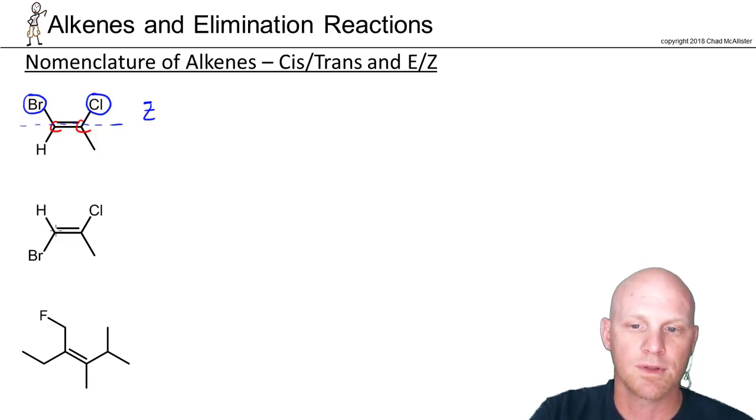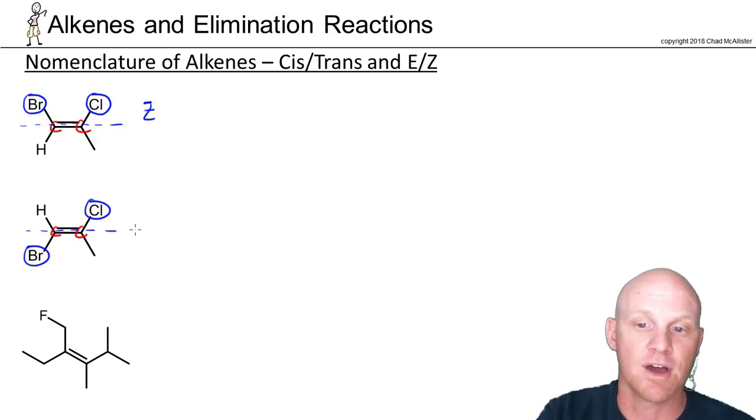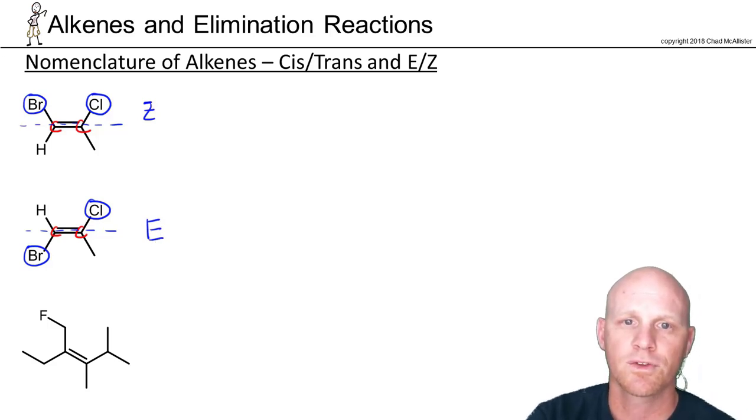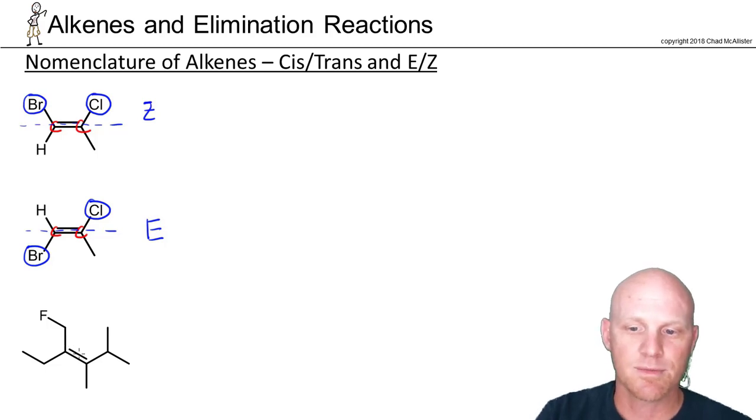So if we go down to the one right below it, on this sp2 carbon, the bromine's got the higher priority, and on the sp2 carbon on the right, the chlorine's got the higher priority, and so now the two higher priority groups are trans to each other, or again, if you drew that line right through the double bond, they'd be on opposite sides, and that is the E isomer. And let's also do the same thing down on the bottom one here. This one's going to be a little bit more complicated.